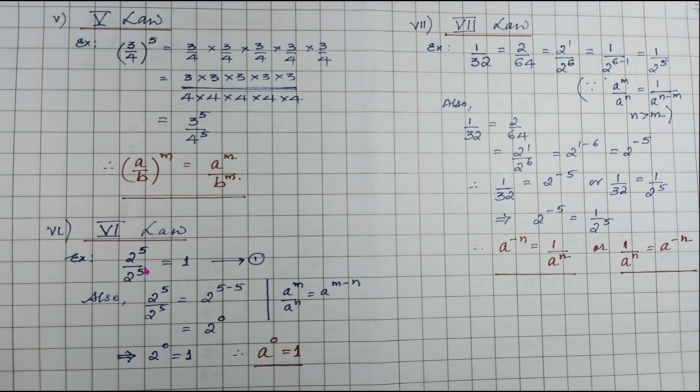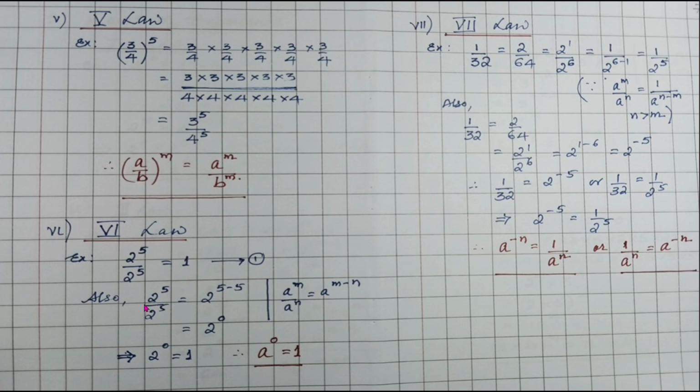Now the next law is 2 raised to 5 divided by 2 raised to 5. Let us understand this. 2 raised to 5 divided by 2 raised to 5 is equal to 1. You know that the numerator and the denominator are the same. When we divide, we get the value 1. Now 2 raised to 5 divided by 2 raised to 5 can be written as 2 raised to 5 minus 5, because using the law that a raised to m by a raised to n is equal to a raised to m minus n.